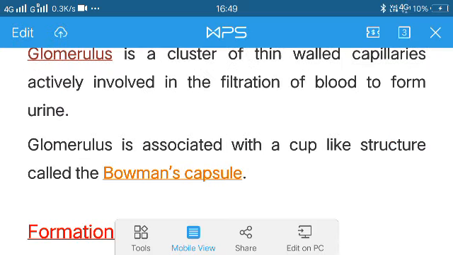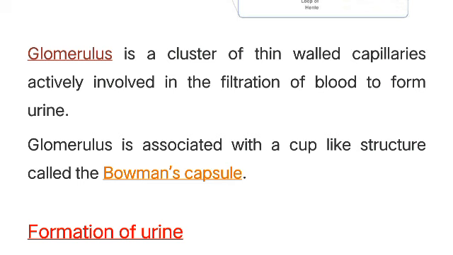First of all, glomerulus. Glomerulus is a cluster of thin-walled capillaries actively involved in the filtration of blood to form urine. As I told, the renal artery will enter the cup-like structure of the nephron called Bowman's capsule and divide to form minute capillaries called glomerulus. It helps in the filtration of blood to form urine. The glomerulus is associated with a cup-like structure called Bowman's capsule.